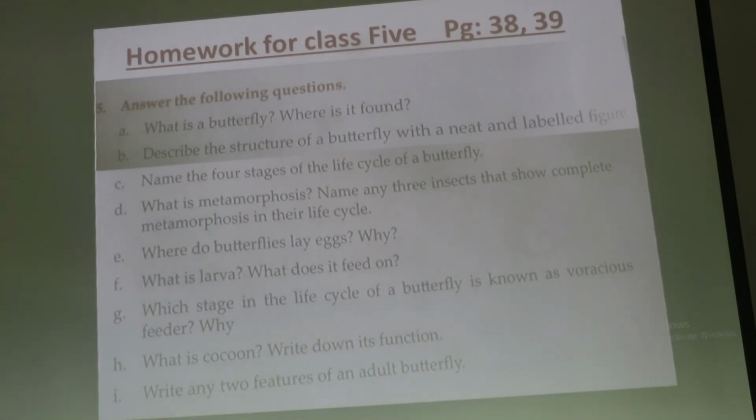What is metamorphosis? Name any 3 insects that show complete metamorphosis in their life cycle. Number 5 is, where do butterflies lay eggs? Why? Number 6 is, what is larva? What does it feed on? Number 7 is, which stage in the life cycle of butterfly is known as various feeder and why? And next is, what is cocoon? Write down its function. And the last is, write down 2 features of an adult butterfly.